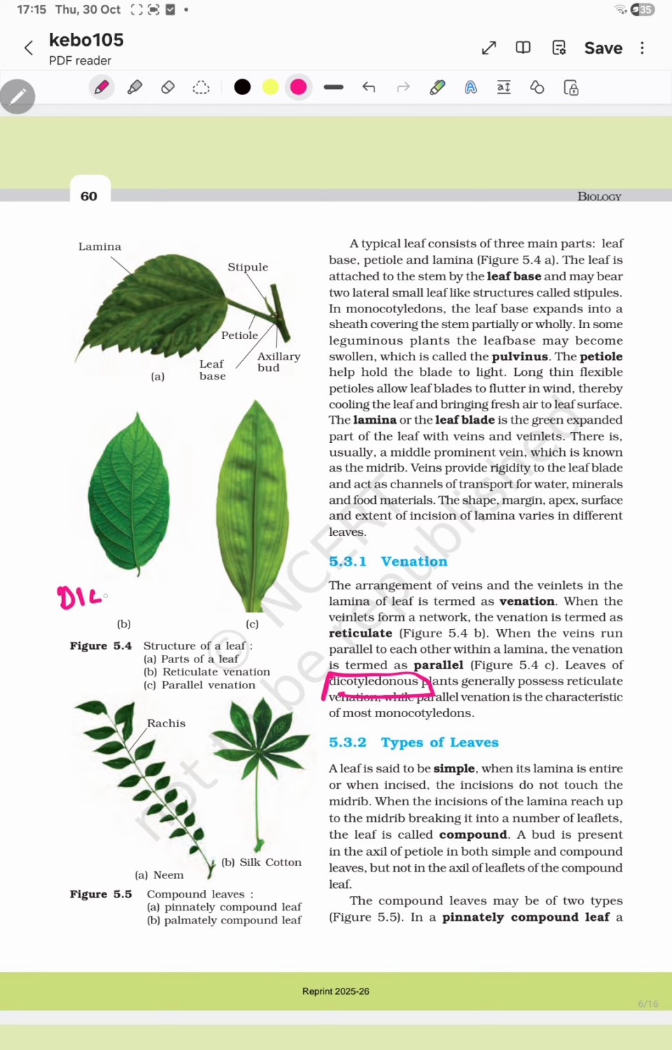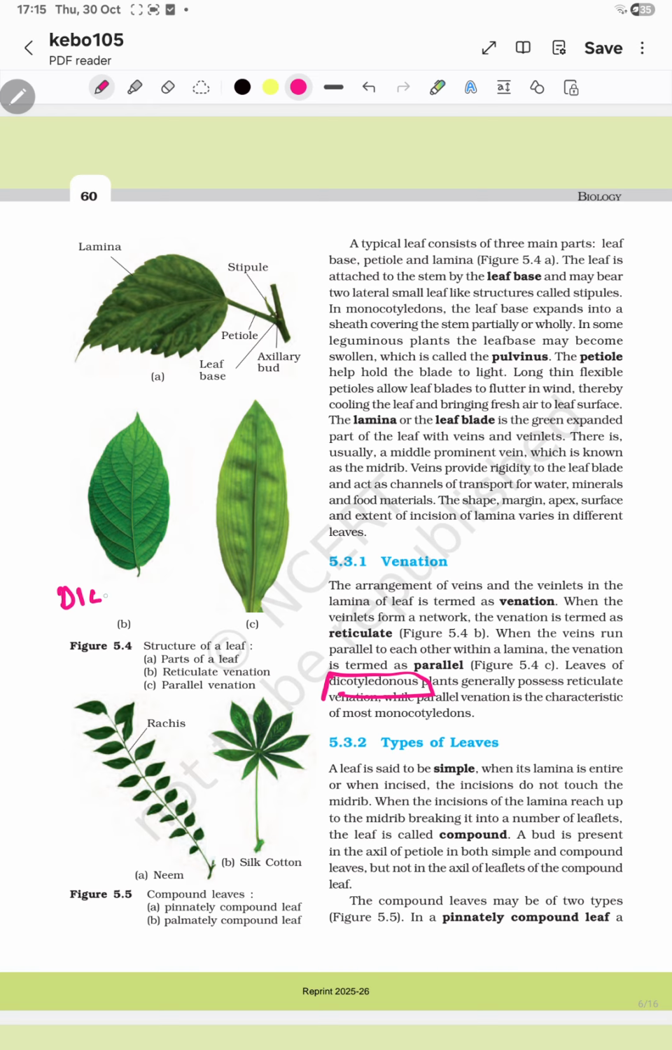Opposite is seen in guava. Whorled is seen in Alstonia. Now you must know what alternate is, what is opposite, what is whorled. Alternate means each leaf arises at a single node. Opposite means two leaves arise at a single node at the same point. And whorled is many leaves arise at the same node.